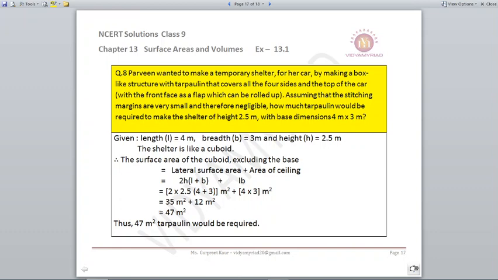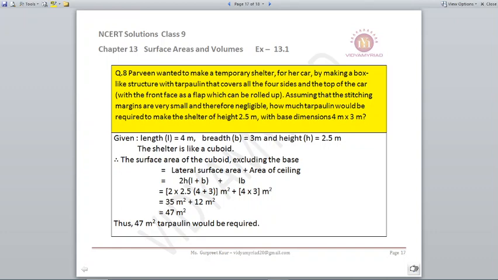Question number 8. Parveen wanted to make a temporary shelter for her car by making a box-like structure with tarpaulin that covers all the 4 sides and the top of the car, with the front face as a flap which can be rolled up. Assuming that the stitching margins are very small and therefore negligible, how much tarpaulin would be required to make a shelter of height 2.5 meters with base dimension as 4 meters multiplied by 3 meters?